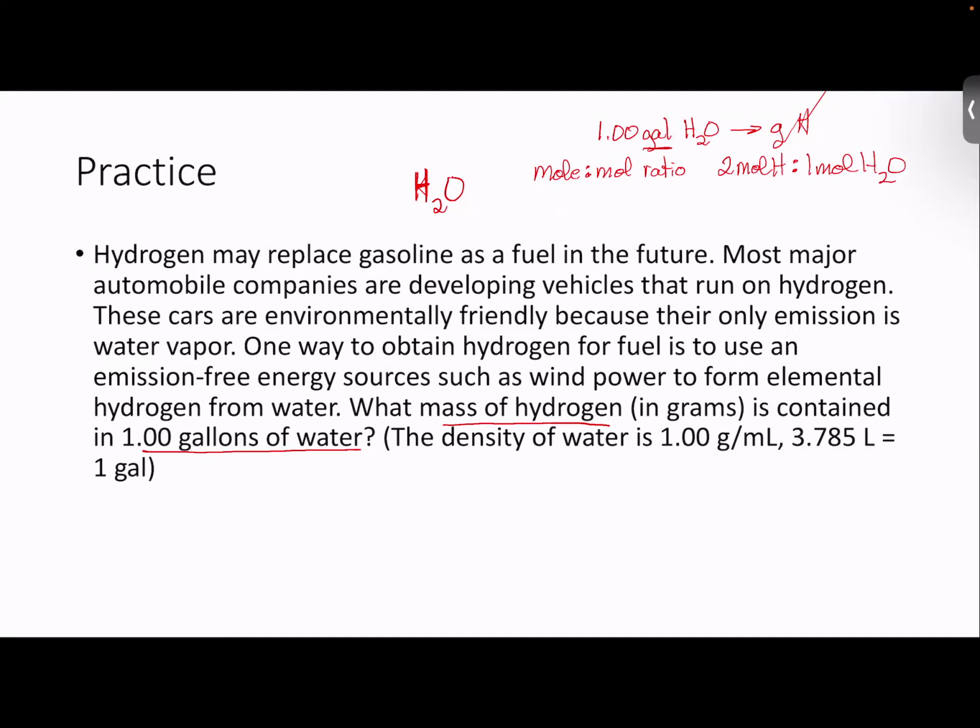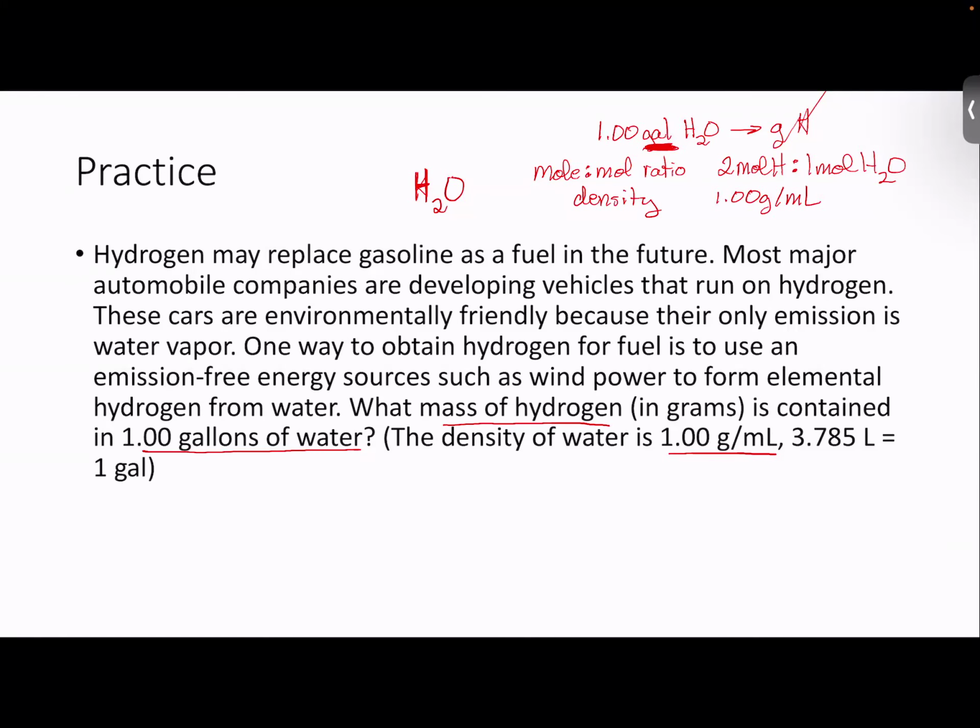The next thing I see is I have a volume of water. One of the ways that we can work with volume is to use the density of water, because that is a way to go from volume into mass. So we are going to be using the density of water as a conversion factor, which is 1.00 grams per milliliter. Now, in order to do that, this gallon has to be converted into milliliters.